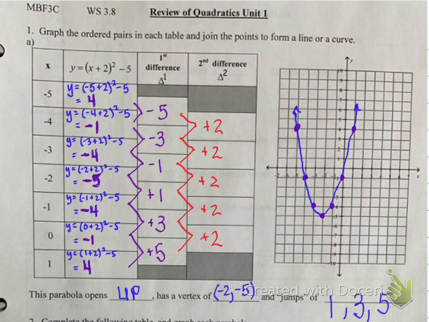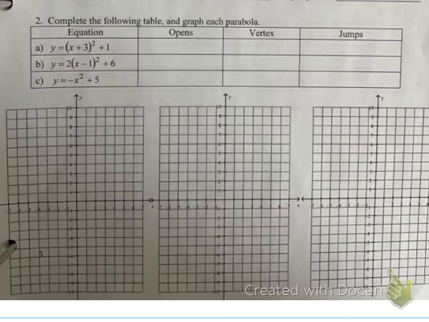All right, let's go to the next part. The next part talks about part 2, graphing. Complete the following table and graph each parabola. So you have the ability now to graph a parabola by just knowing how it opens, the vertex, and the jumps. How do we do this? Let's start with how it opens.